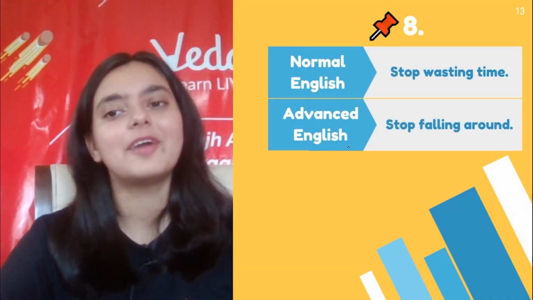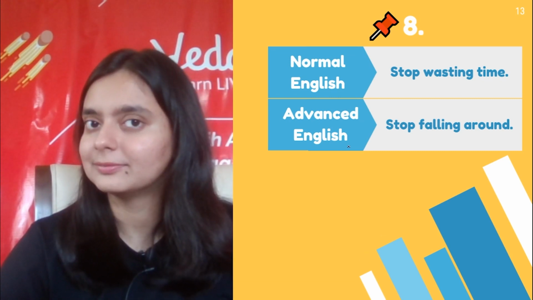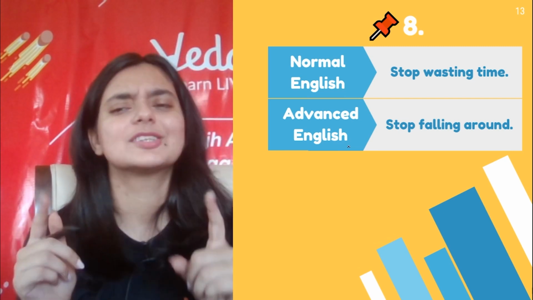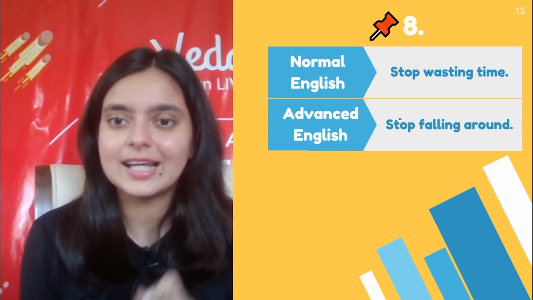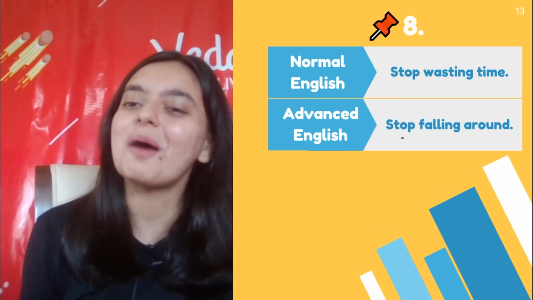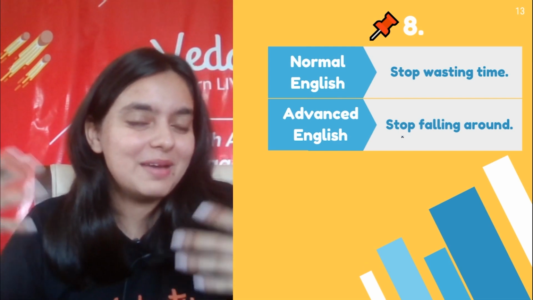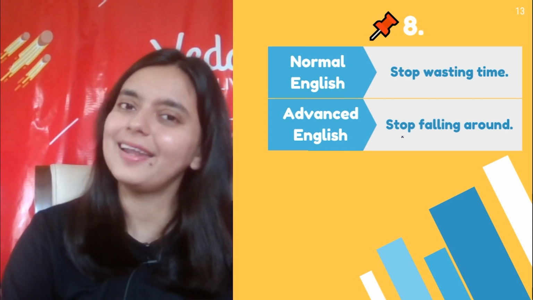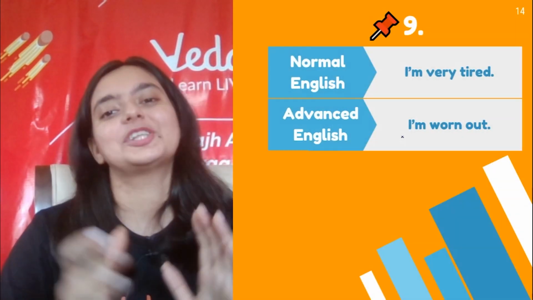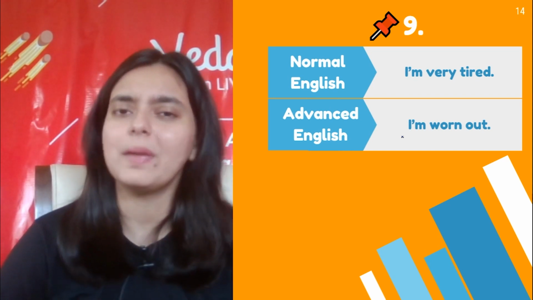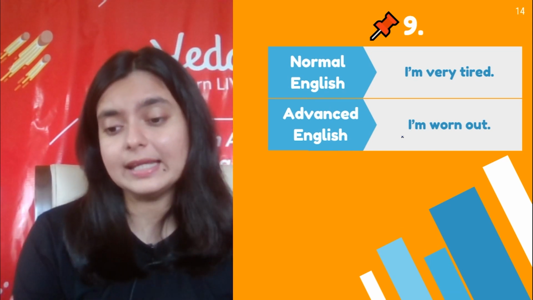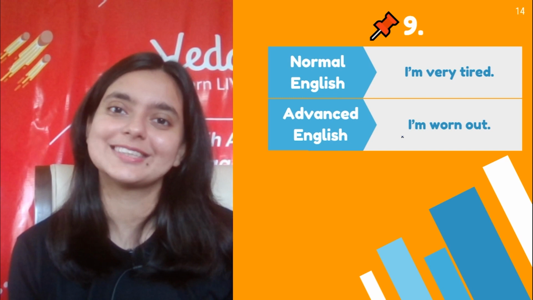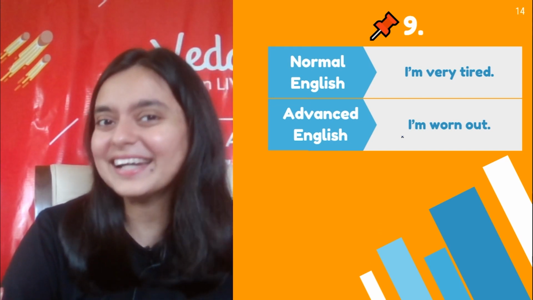The eighth phrase is stop wasting time. So you might have got a lot of people instructing you, especially your mother, stop wasting your time. Instead of saying that, ask your parents to say, stop fooling around. Okay? Or you could maybe say this to your sibling, to your younger sibling, right? Stop fooling around. The ninth English phrase is I'm very tired. So maybe when your mom is telling you stop fooling around, you can say I'm worn out. How does that work? Okay, try it out, guys.